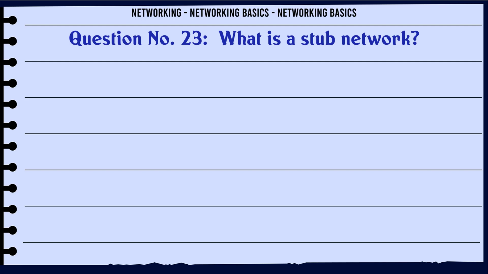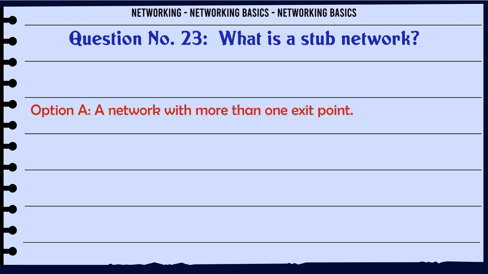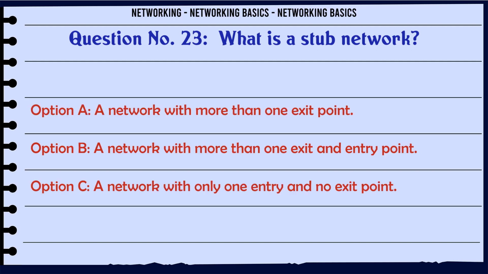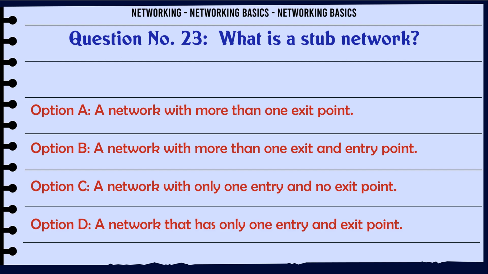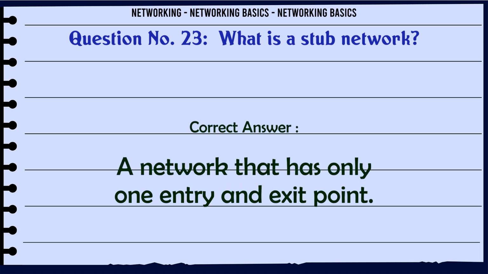What is a stub network? A. A network with more than one exit point. B. A network with more than one exit and entry point. C. A network with only one entry and no exit point. D. A network that has only one entry and exit point. The correct answer is a network that has only one entry and exit point.